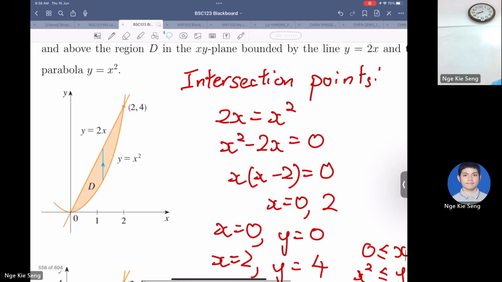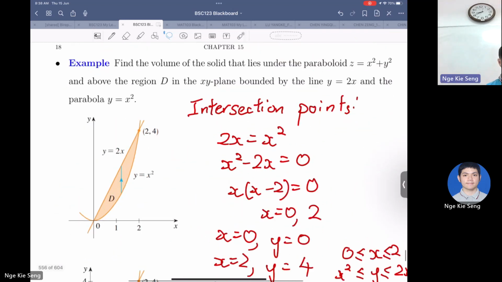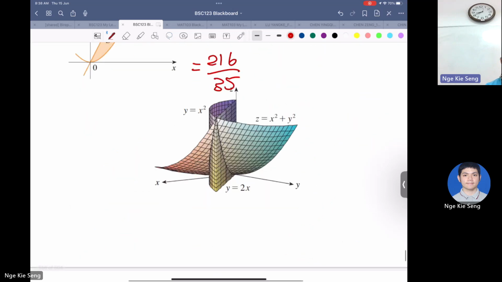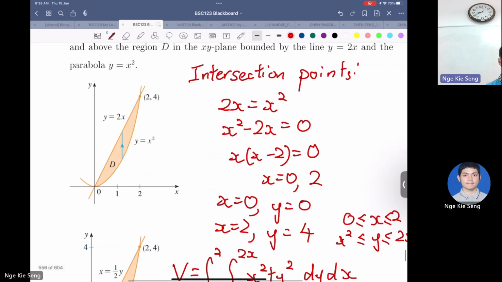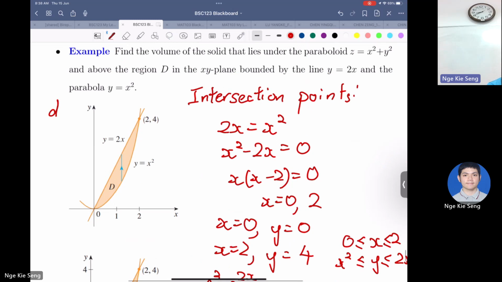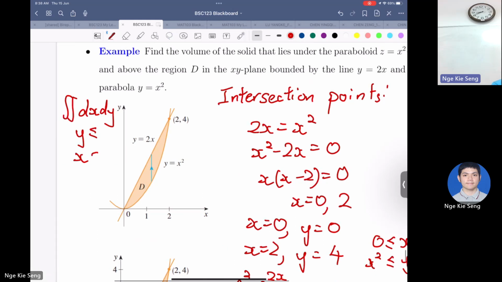Okay, let's say we want to do dx dy instead. What's the range of our y and x? Let's ask Zhang Yun. What's our y?